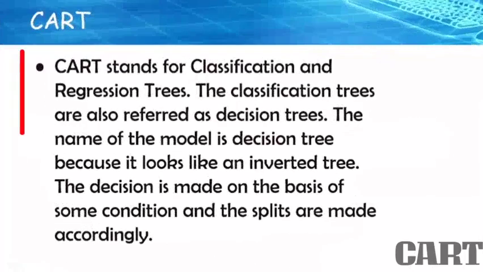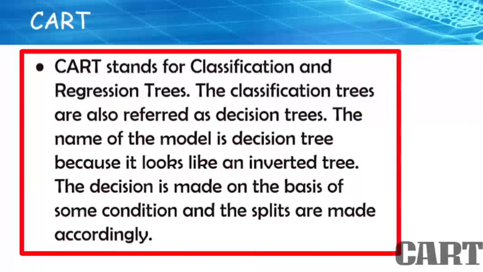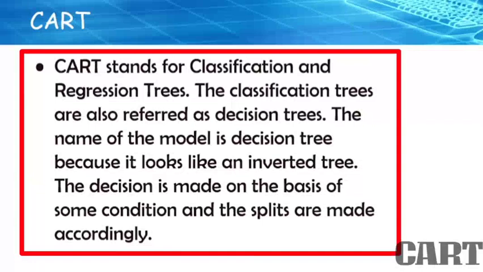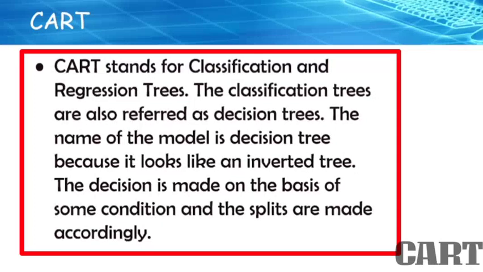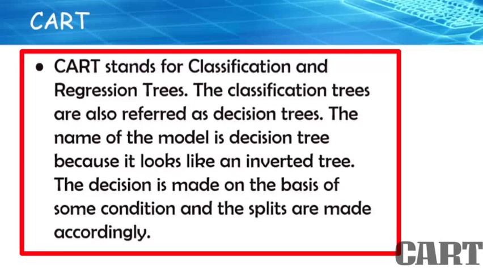The next type of algorithms we'll be seeing are CART algorithms. CART is the acronym for classification and regression trees. This CART algorithm is sometimes known as decision trees also. It is more often referred to as decision trees. The name of the model is decision tree because it looks like an inverted tree.